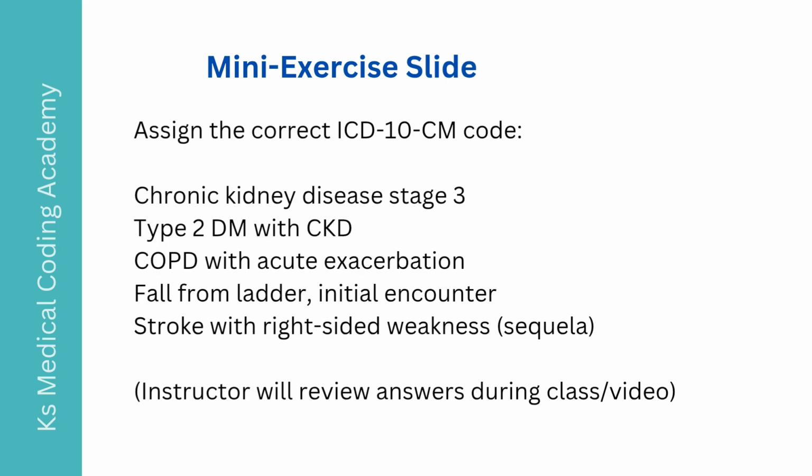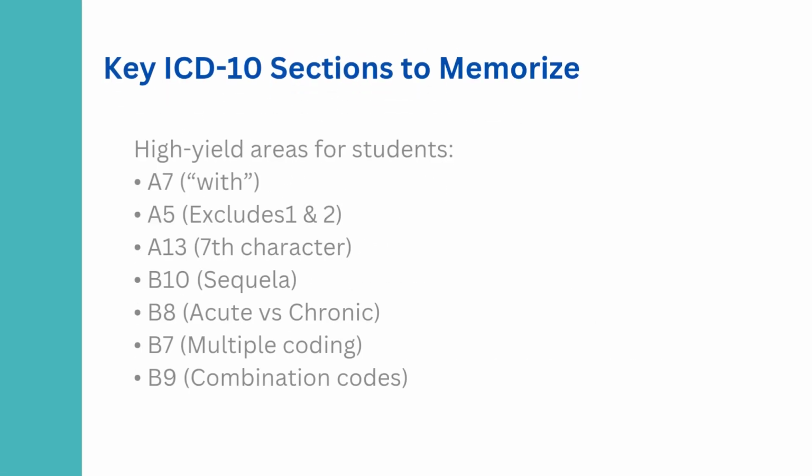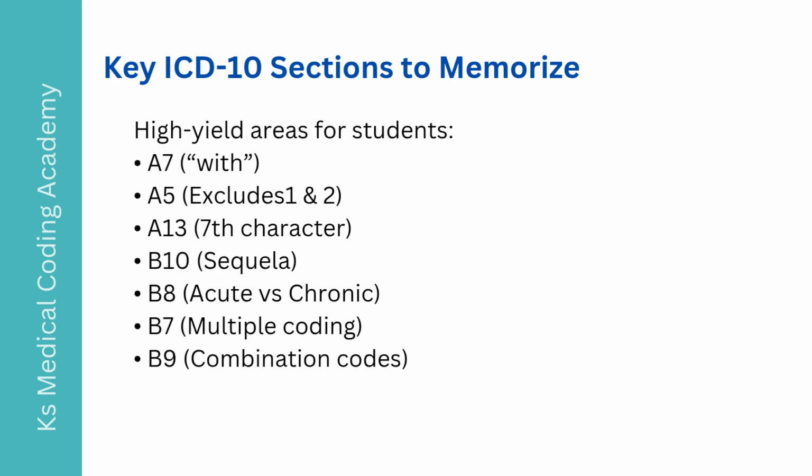Key ICD-10 sections to memorize. Memorize these high-yield rules. A7, the "with" convention. A5, Excludes 1 and Excludes 2. A13, seventh character rules. B10, sequela coding. B8, acute versus chronic sequencing. B7, multiple coding. B9, combination codes. These are frequent test and job scenarios.